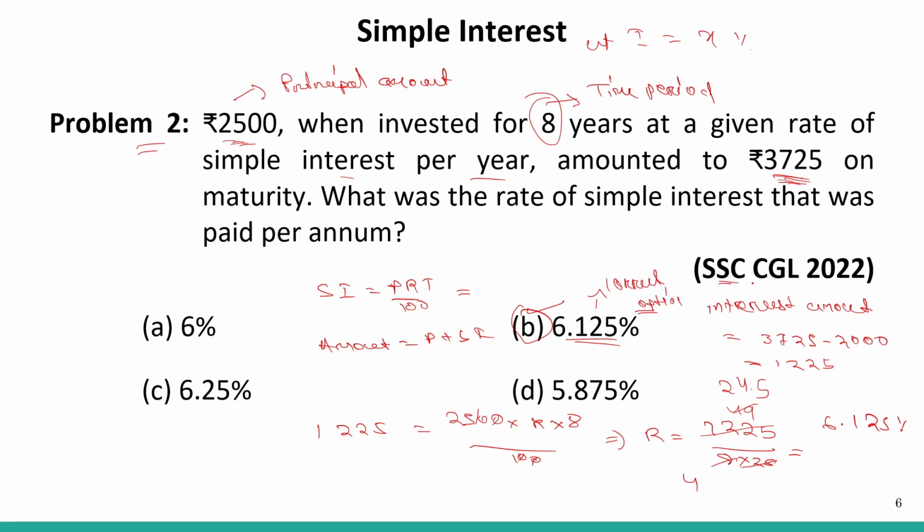So option number B, that is 6.125%, will be the correct option. This question appeared in the SSC CGL 2022 paper. So we have seen here that the correct answer will be 6.125%.